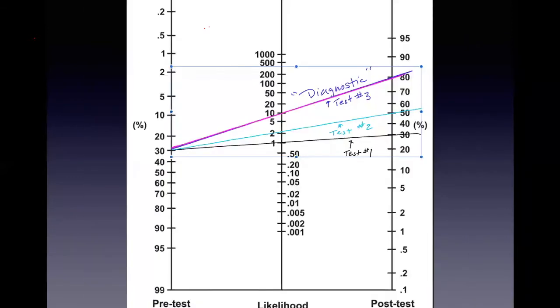So those 3 numbers here: you've got a likelihood ratio of 1 gets you to 30%, a likelihood ratio of 2 gets you to 50%, a likelihood ratio of 10 gets you to 80%. So those can be plotted onto a graph. And again, I don't want to lose you here, but this is an important graph to understand because it affects the way that we think about diagnostic tests.